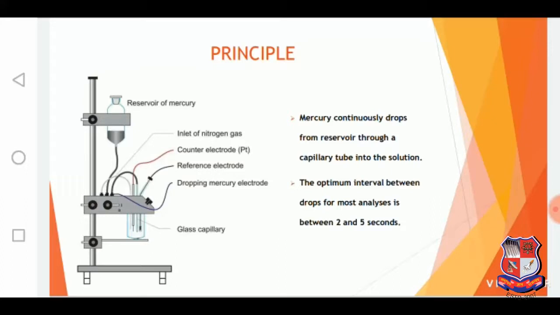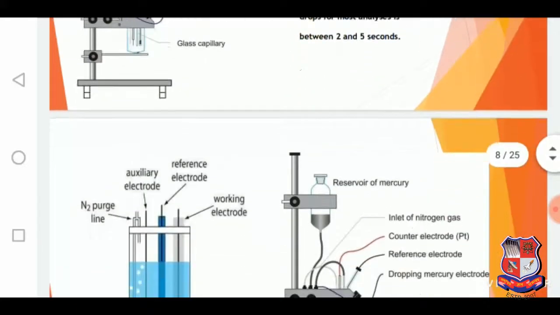So here is an illustration of how it looks, with the different components of the DME. On the stand, we can see on top the reservoir of mercury, and from that there is an inlet of nitrogen gas, a counter electrode, a reference electrode, the DME, and a glass capillary.